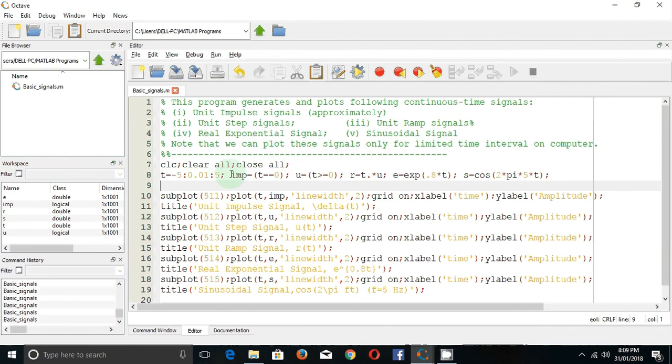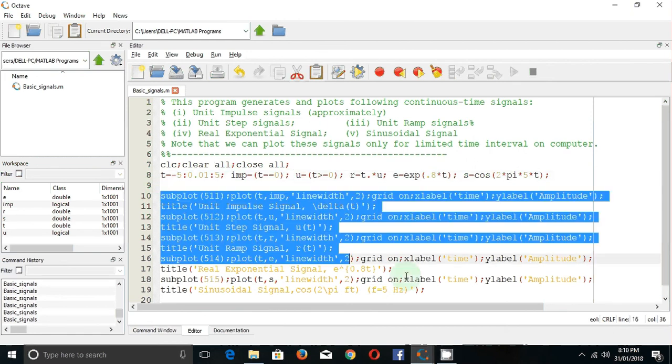Now here is the definition of the impulse. I have defined it like this. It will compare this t vector with 0, and when this condition is true, the output will be 1, otherwise it will be 0. Similarly, this is for u of t, this is for r of t, the ramp signal, which is t into u of t, then the exponential signal, and then the sinusoidal signal. Here the frequency is 5 hertz. So this is the definition of the signals, and the following code will plot these signals.